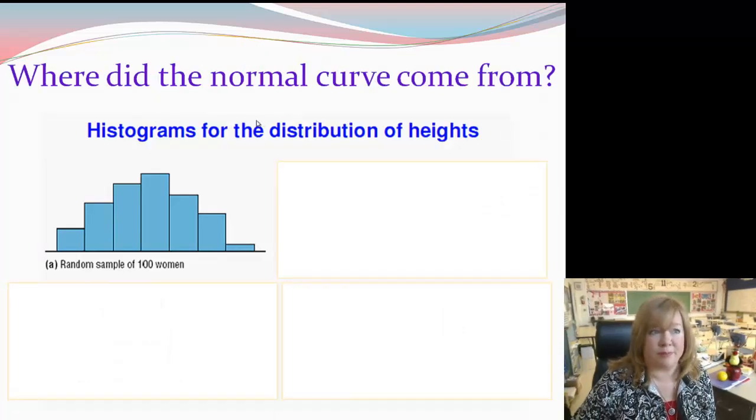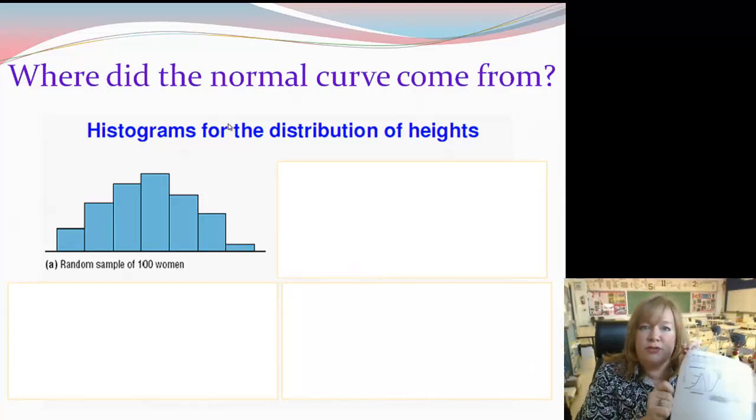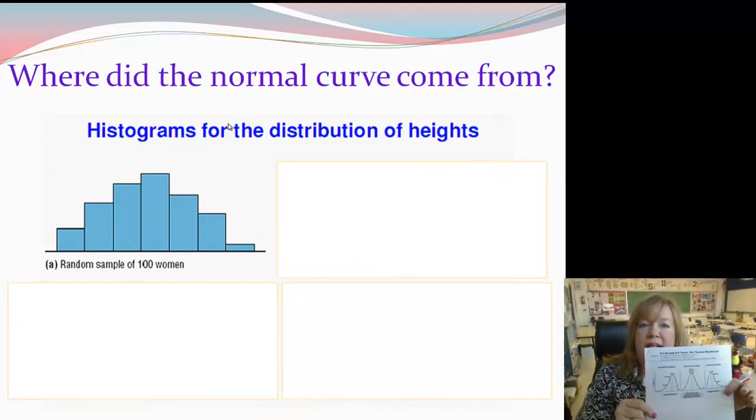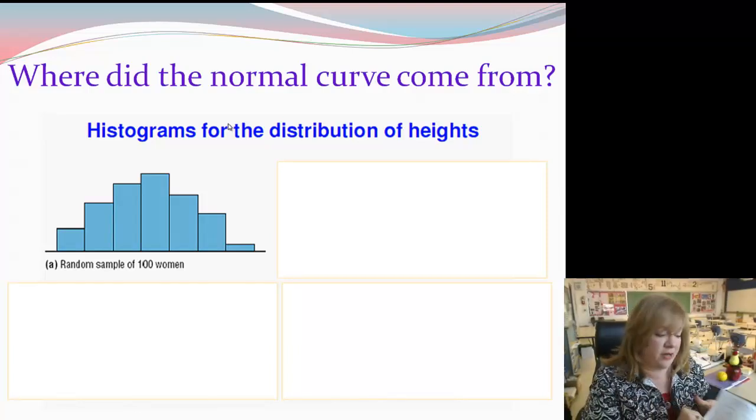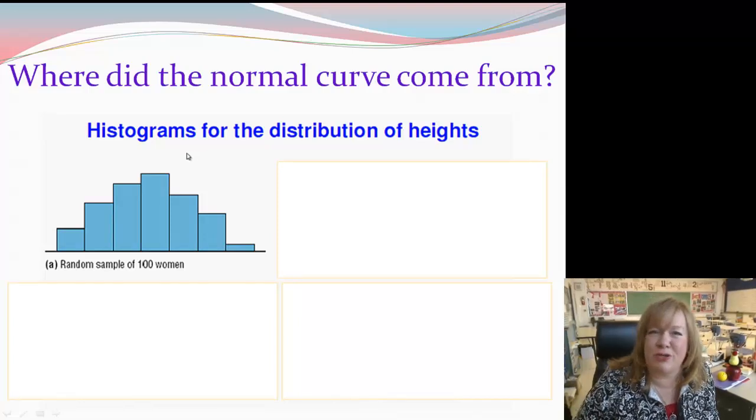Where did it come from? Now, this isn't on your sheet. By the way, I have pre-printed notes for you, but you shouldn't be writing anything down yet. We're just doing some background information. So the normal curve comes from this. Now, I have to go through this because I am a calculus teacher as well.